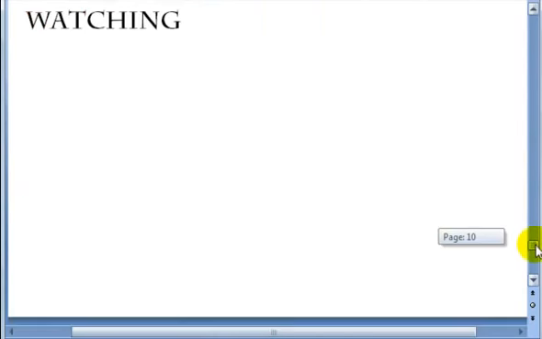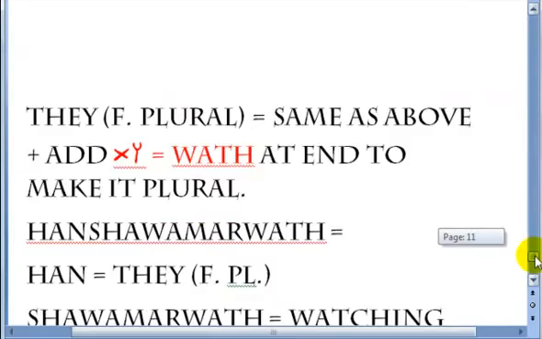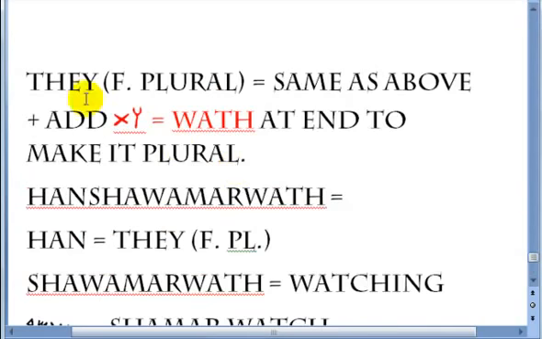Now remember, the male had the ma at the end. So here it says they, female plural. It's the same as above. You brothers got it by now. The wa between the first and the second letter, and you add a wath at the end to make it plural, but to make it plural in a feminine sense. That's why you have that. So they watching, female plural, is hen shawamarwath.